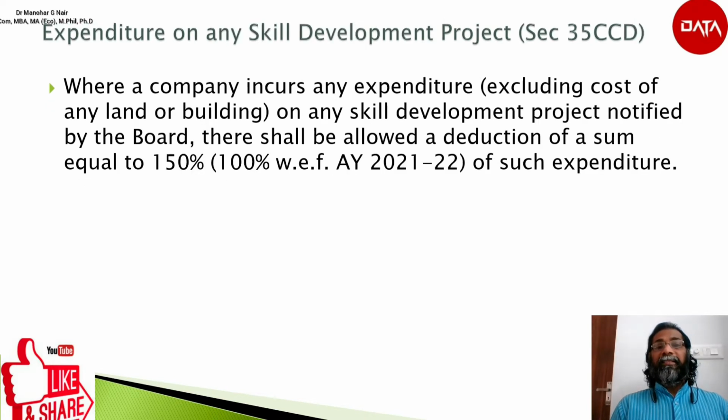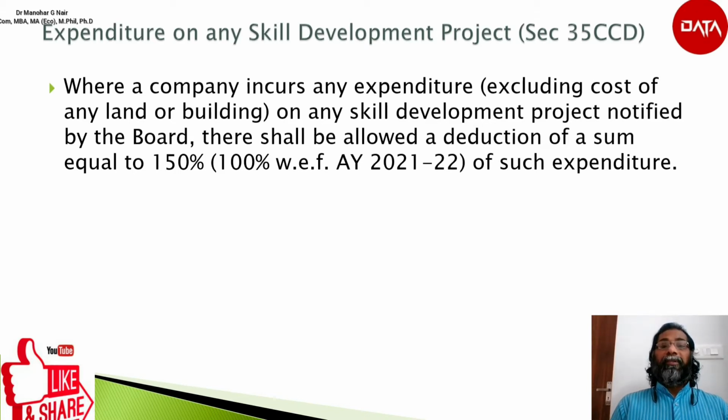The third case is expenditure on skill development project as per section 35CCD, where a company incurs any expenditure excluding cost of any land or building on any skill development project notified by the board, there shall be allowed a deduction of a sum equal to 150% of such expenditure, but with effect from assessment year 2021-22, the deduction will be 100%.